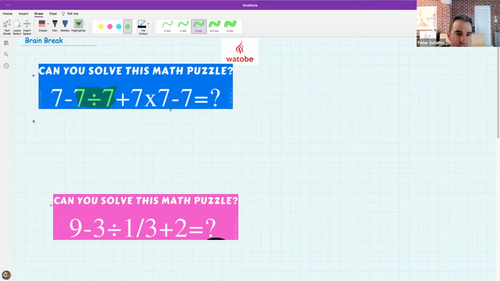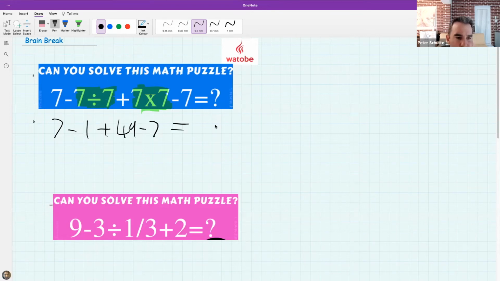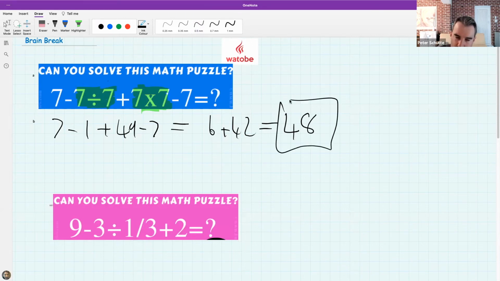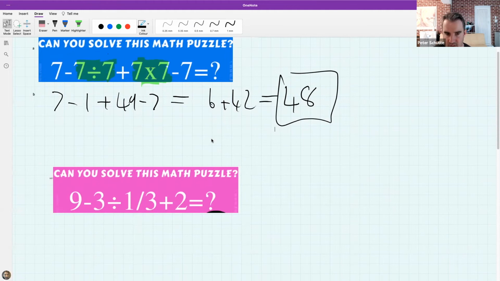So BODMAS says multiplication and division is more important than addition and subtraction. So that is helpful. I agree with Chloe and Darren. And who else? 48. Yep. First one, definitely 48. So that is the blue one's answer. So as long as you knew your order of operations, life is good.